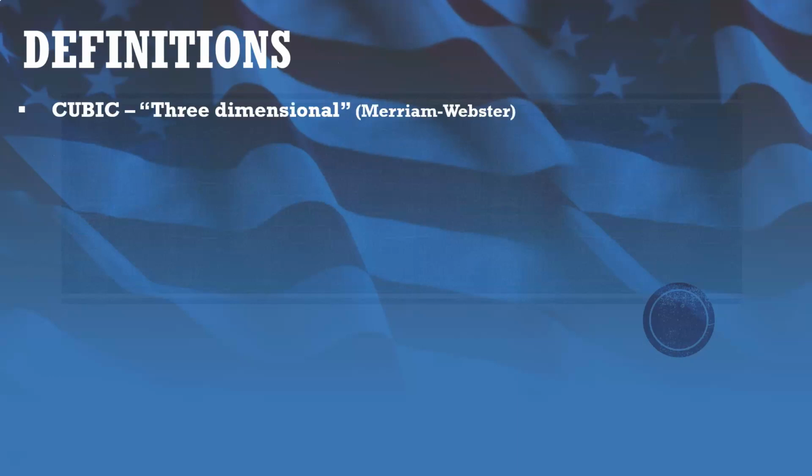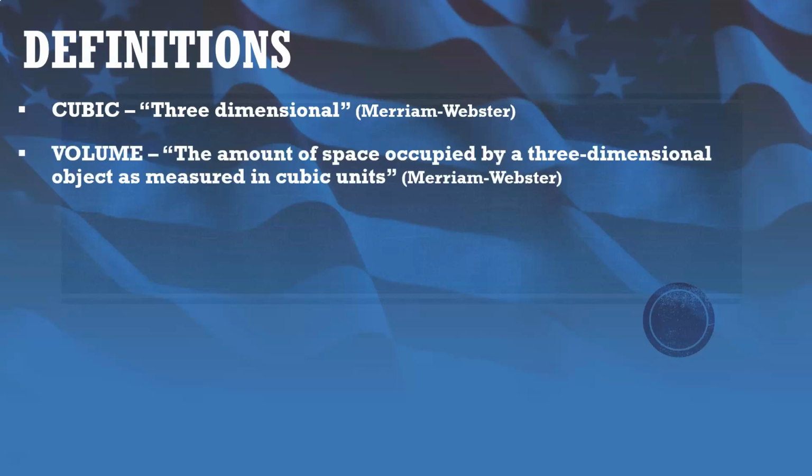So the definitions for this lecture are going to be cubic, which is 3-dimensional. In other words, height, width, and depth is what we're going to be considering. And volume, the amount of space occupied by a 3-dimensional object as measured in cubic units. In other words, how much stuff can you put in a 3-dimensional object? Imagine we had a square dug in the ground. How much dirt would it take to fill that hole?